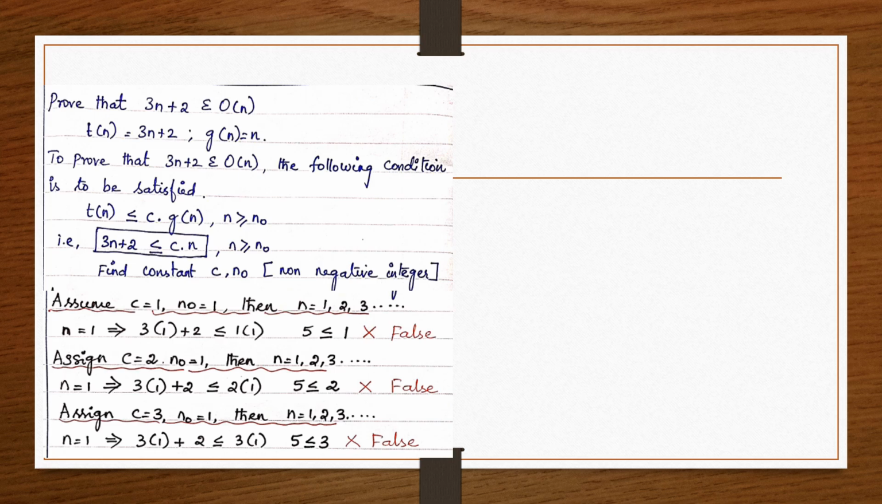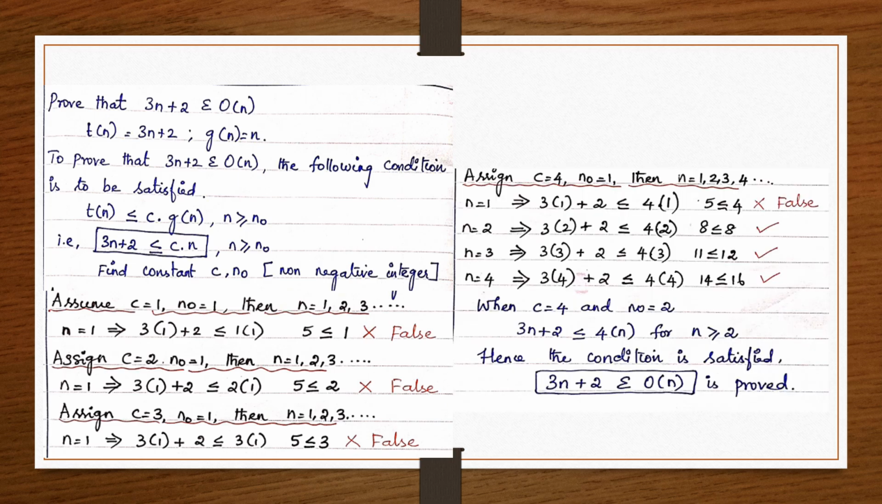So we need to apply values for n. Substitute n equal to 1 and c equal to 1 in this equation. I have to check whether this condition is met or not. So when n is 1 and c is 1, 3 into 1 plus 2 less than or equal to 1 into 1. So is 5 less than or equal to 1? No. So likewise, I have to try different values of c and different values of n.